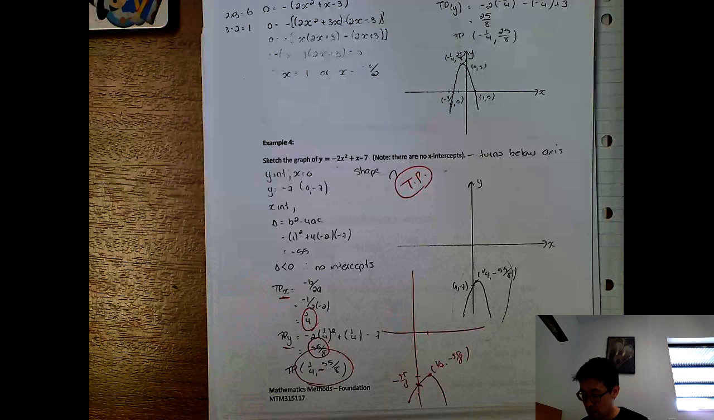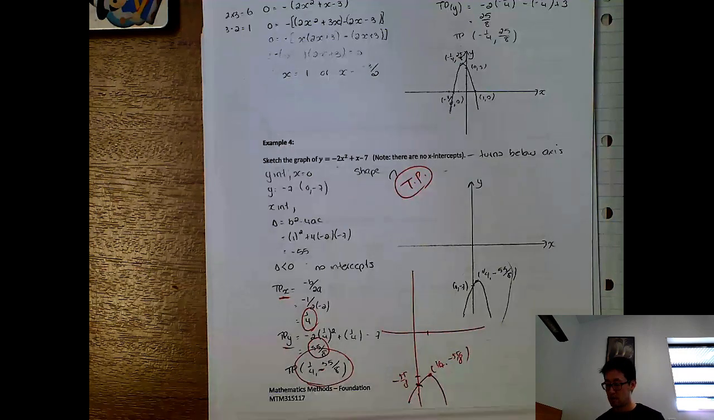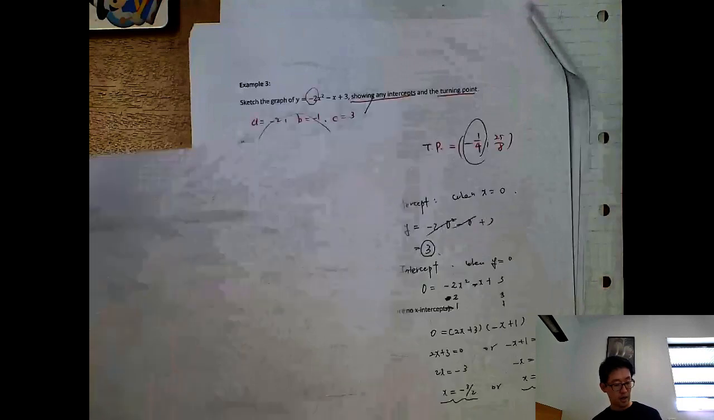So I recommend, go and get the turning point first, and then draw roughly. Then you will see the equidistance of the x-intercepts. Okay, and next one.